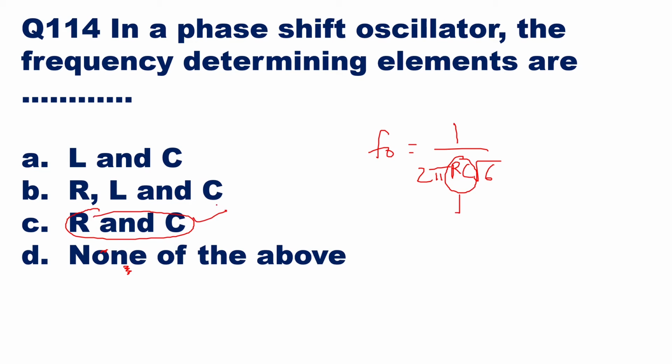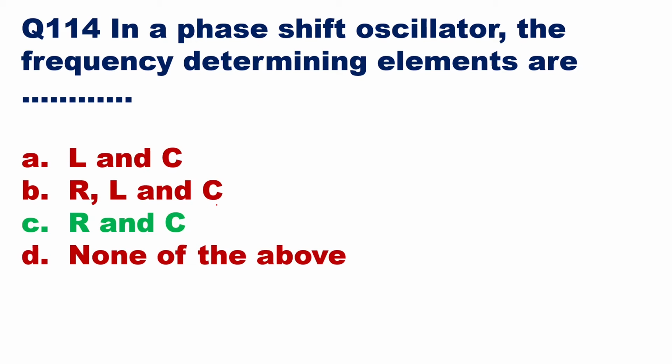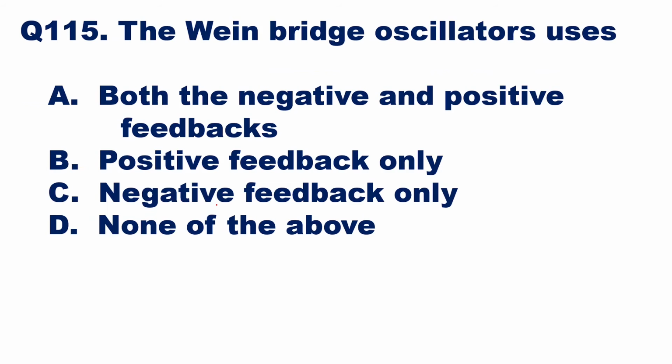So option C is the right answer for this question. In a phase shift oscillator, the frequency determining elements are R and C. Then we'll go to question number 115.